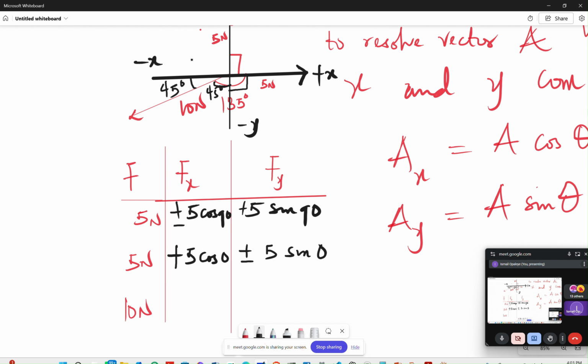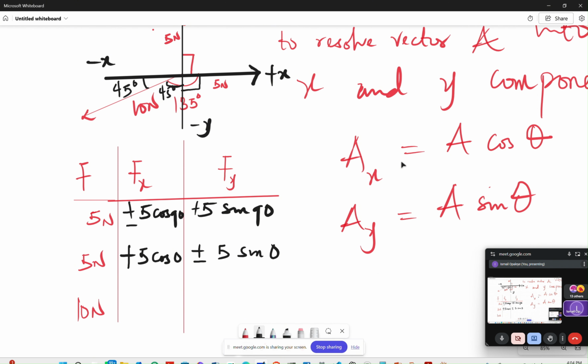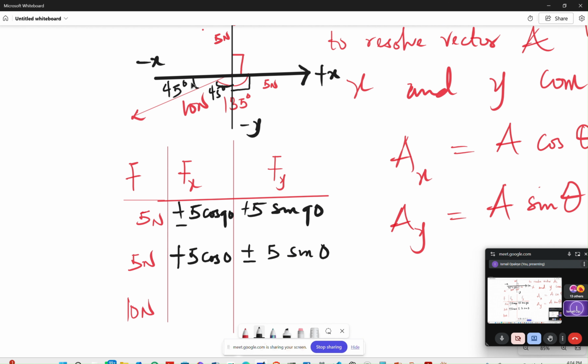Meaning that if you have an angle inclined to the vertical, you must find the one inclined to the horizontal. Not that you can't work with the one inclined to the vertical, but then your resolution trigonometric ratios would change. A of x would become a sin theta and A of y a cos theta. I don't want that to confuse you, so always work with the angle of inclination to the horizontal. It makes it easier. Here the angle to the horizontal is 45 degrees and the force is 10 Newton.